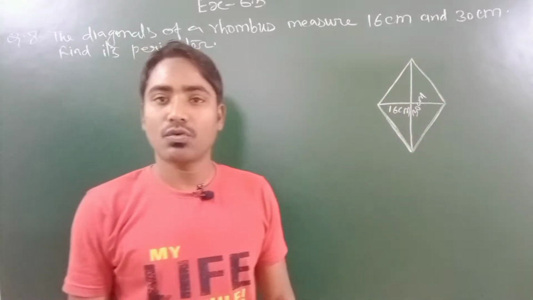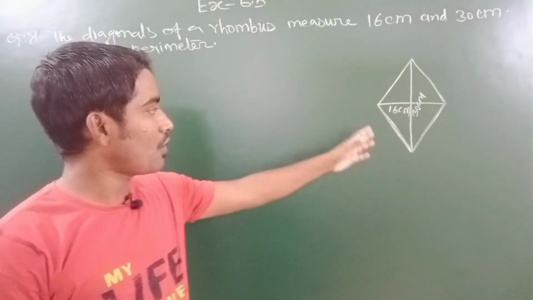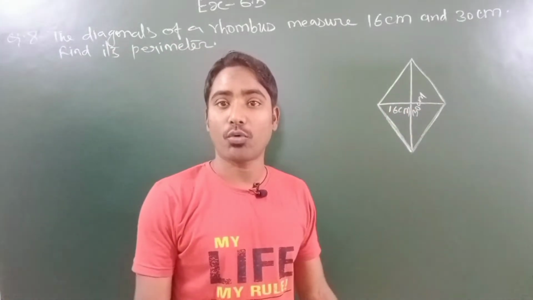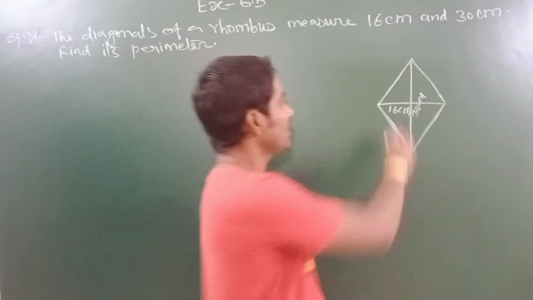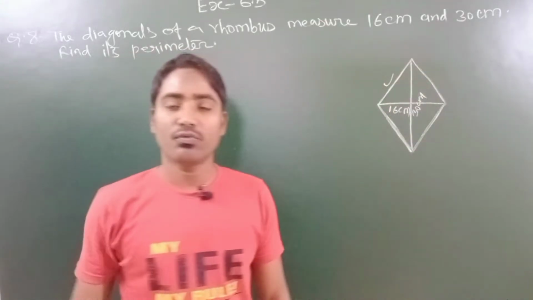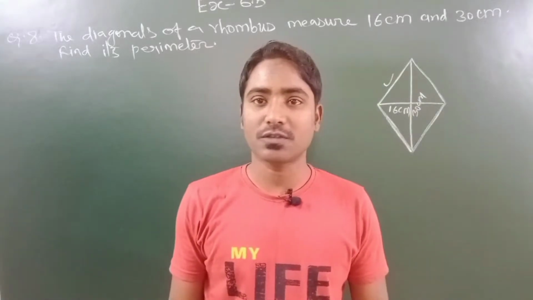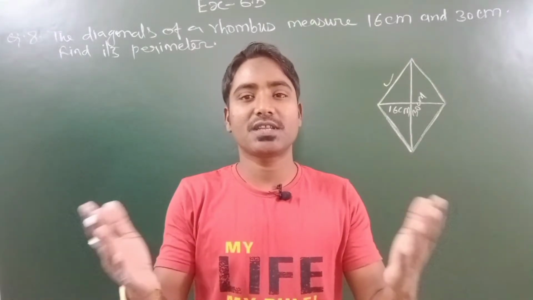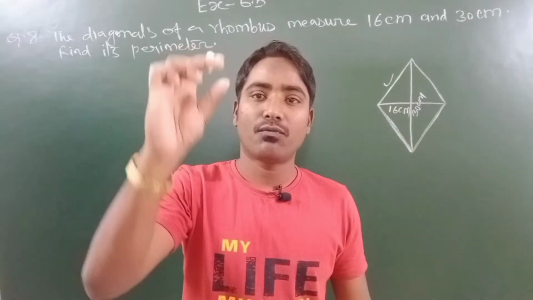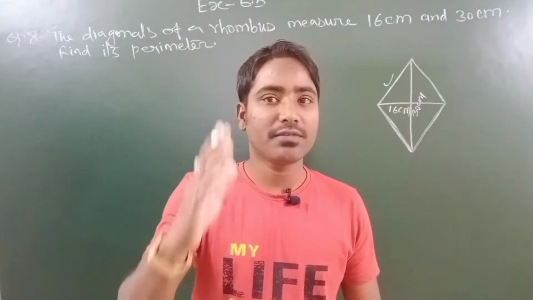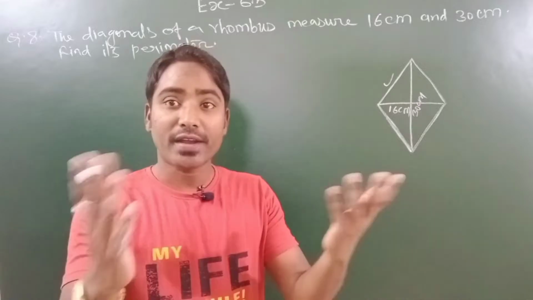Okay, so we have to find out the perimeter of this rhombus, but only diagonals are given. So how to find out the perimeter of the rhombus? Unless and until we find any one of its sides, we cannot find the perimeter, because all sides of a rhombus are equal. So if we multiply 4 into any one side, we will get the perimeter. But how to find the side?